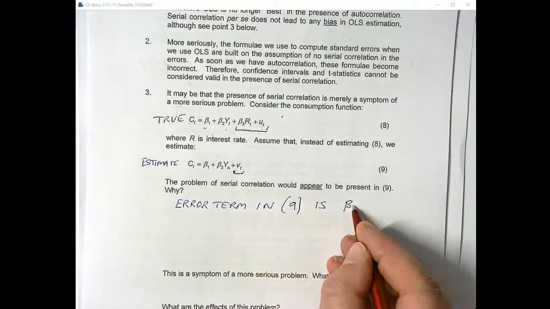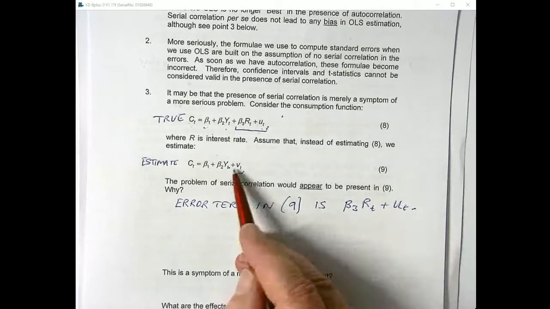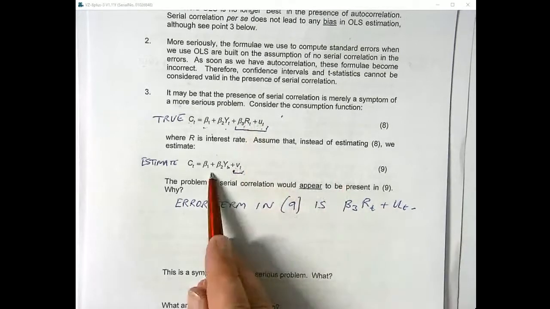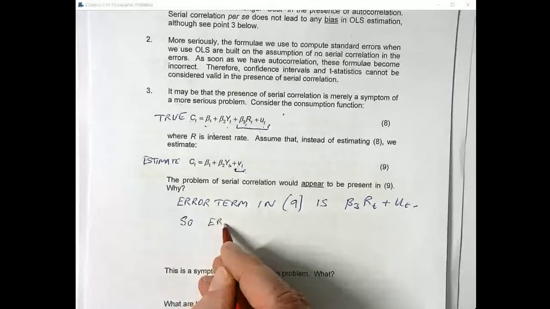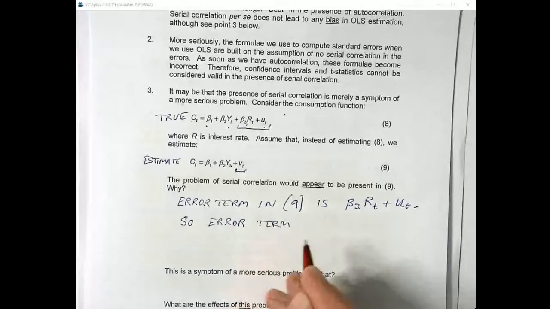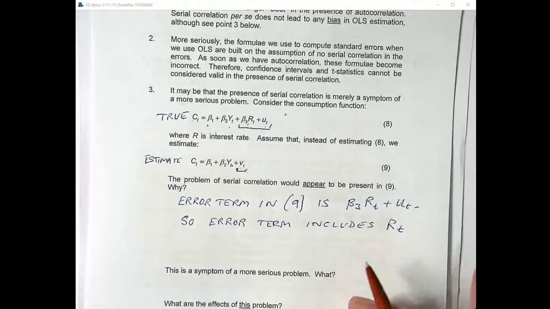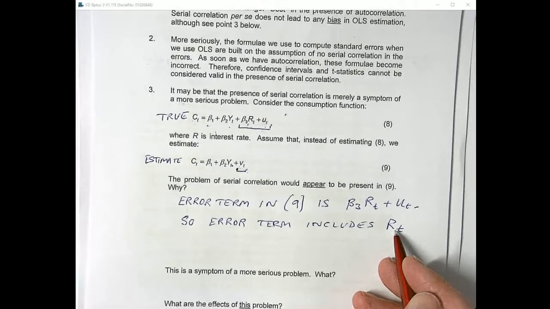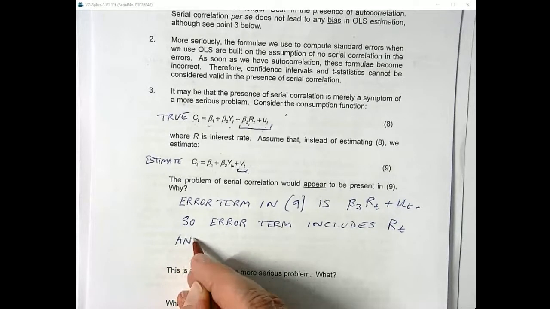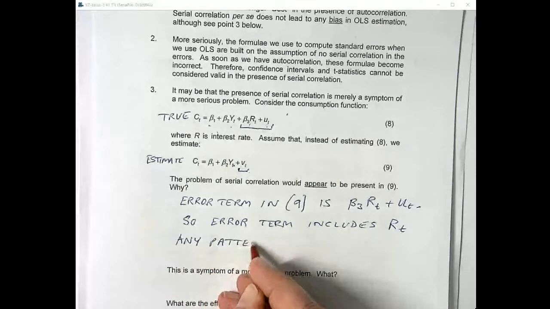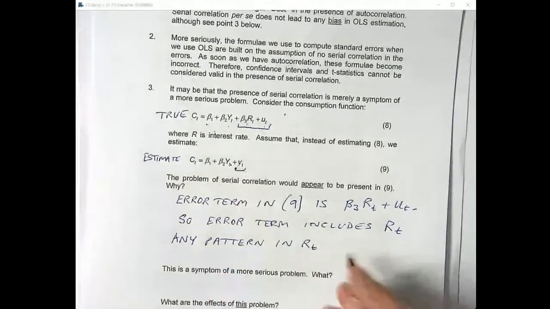The error term in 9 is essentially beta 3 RT plus UT. This error term must include RT because it's not in the model. It must be in the error term. So this is the important point. The error term includes the variable that's been excluded. So why do we get serial correlation? Any pattern in RT will be seen in VT, the error term in the model.